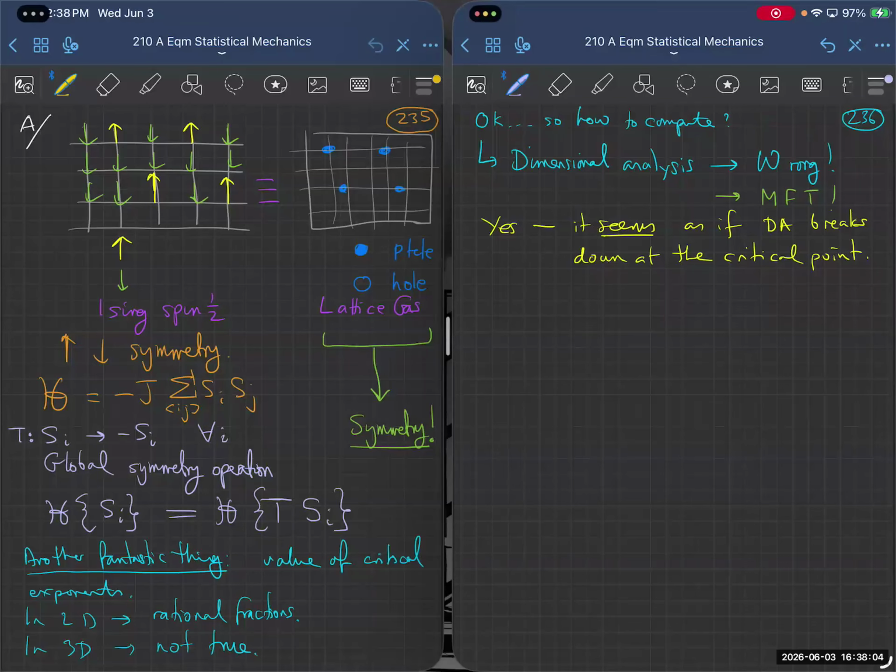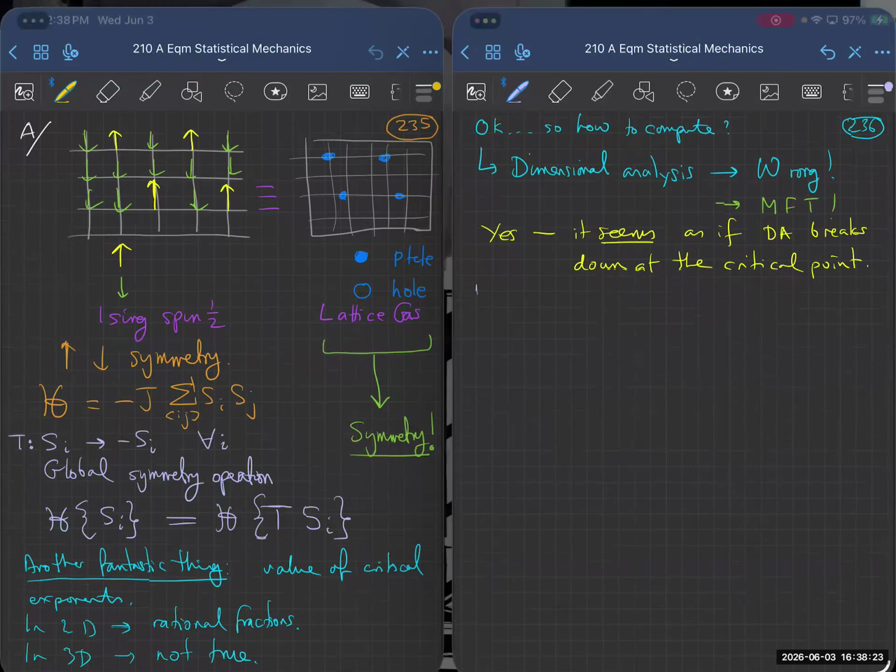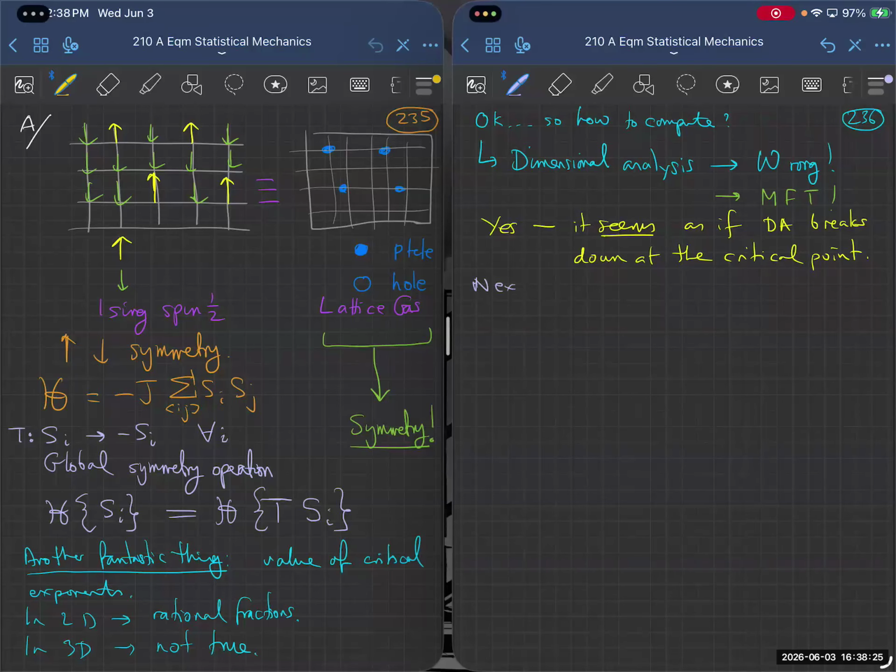But let me just show you one thing though. Let me show you how we could get these exponents, the ones that we did last time using mean field theory. Let me show you how you can derive those exponents yourself in 10 seconds using something morally equivalent to dimensional analysis. So the next thing I want to talk about is what in my other more advanced class I call a 10-second theory.